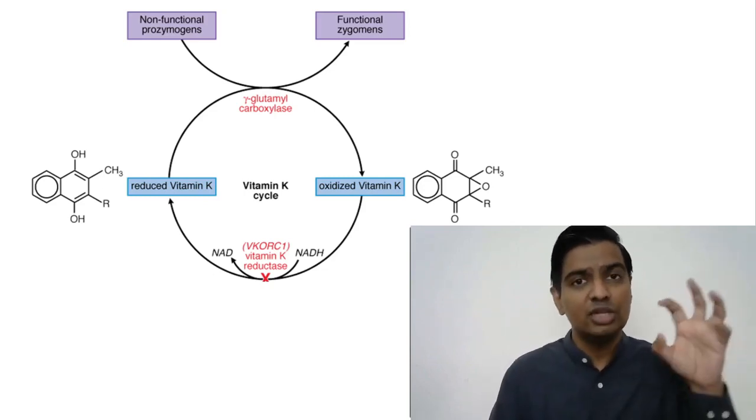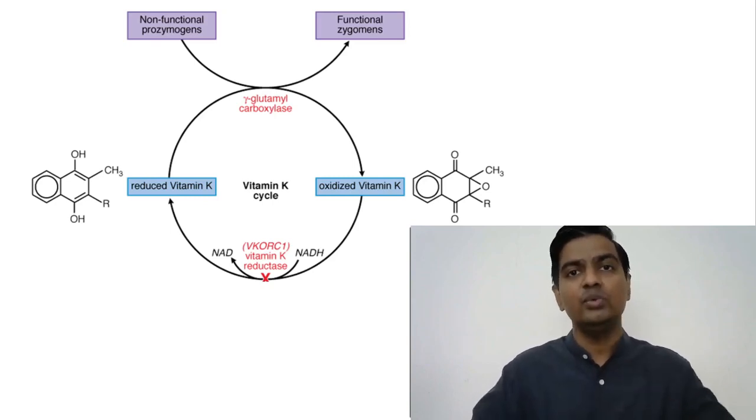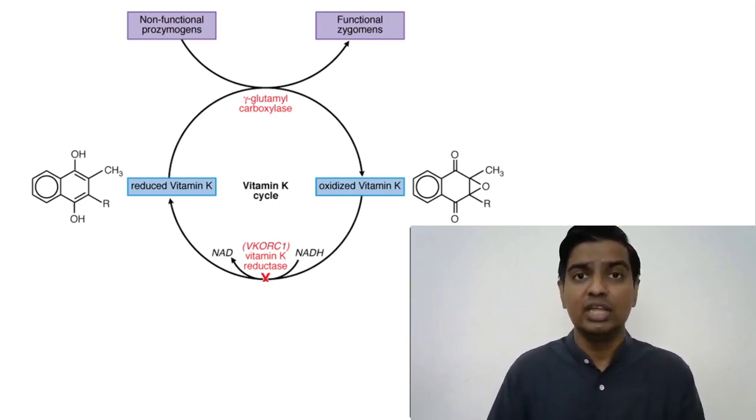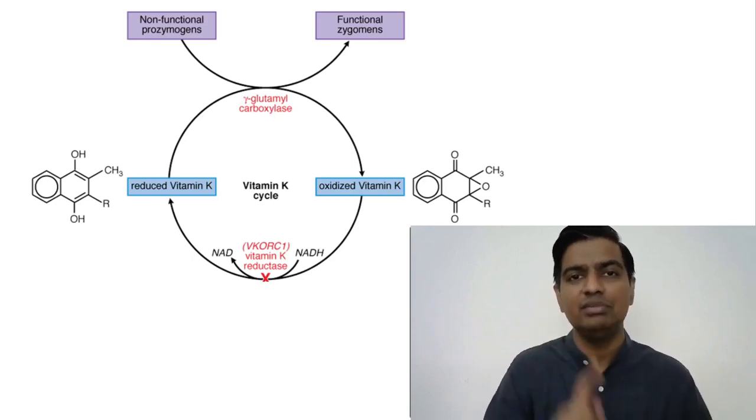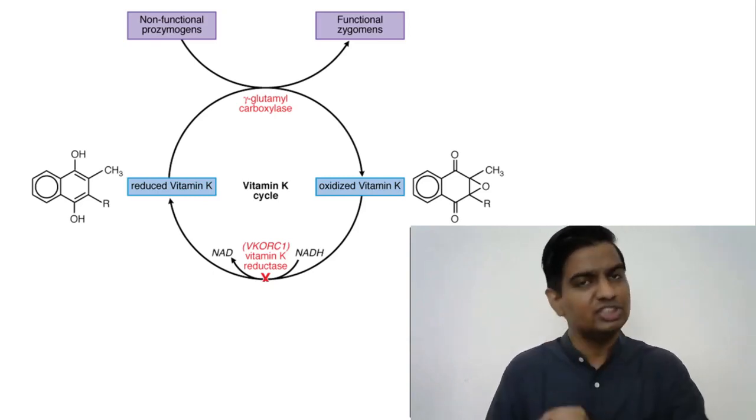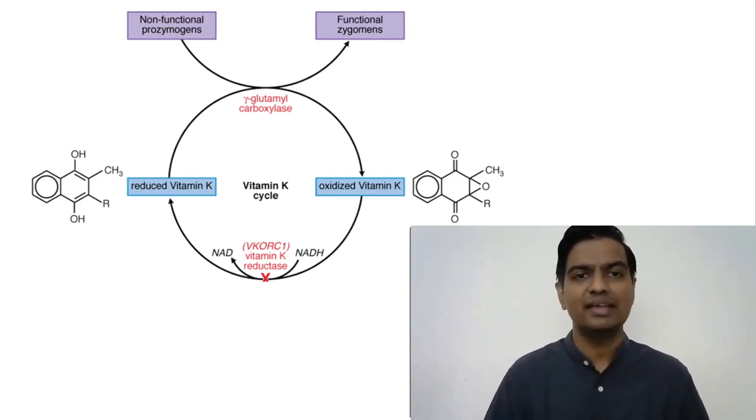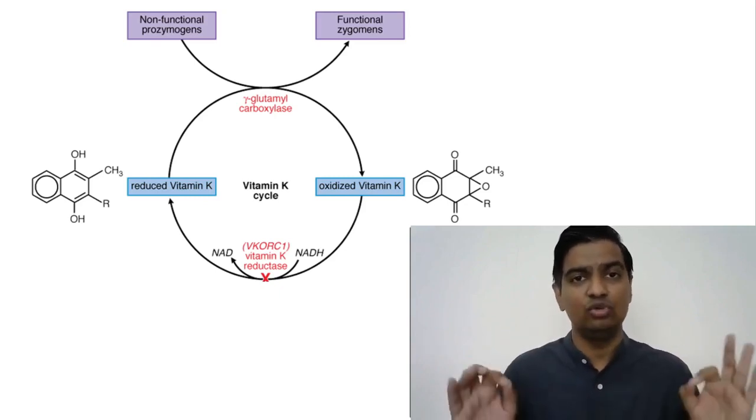So non-functional prozymogens cannot be activated. We want to convert them into functional zymogens, which are not working right now but can be activated when the time comes. To convert the non-functional prozymogen into functional zymogens, you require an enzyme called gamma glutamyl carboxylase, and this enzyme requires vitamin K to function.